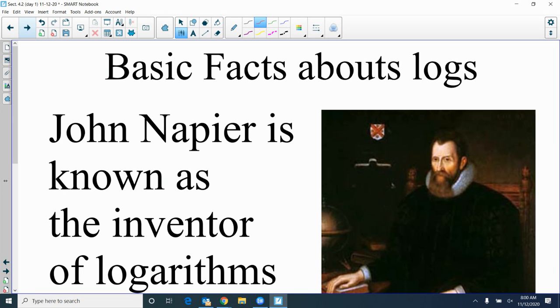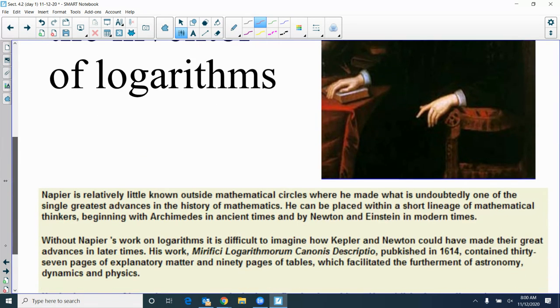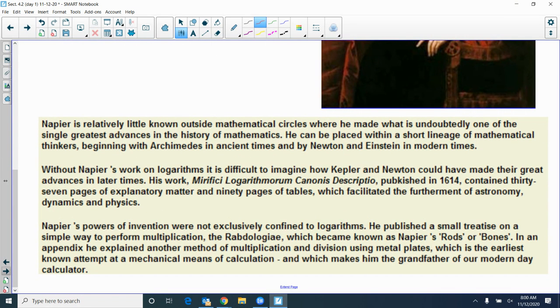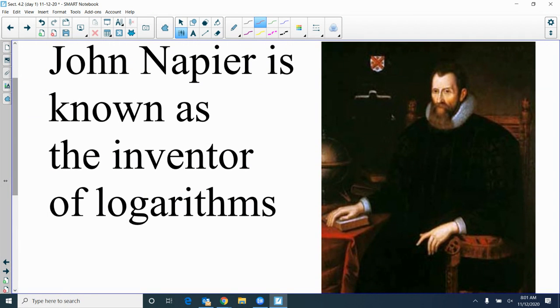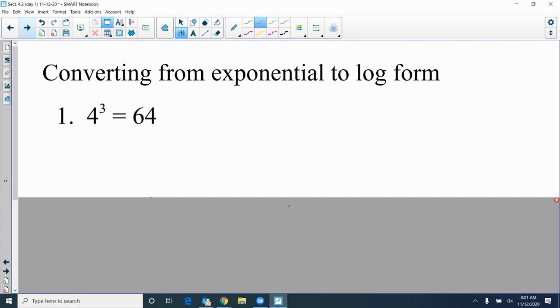All right, Marissa, give me a year. 1895. All right, you're getting closer. But further back, he published his book in 1614. So closer than 1960. One of the single greatest advances in the history of math was dealing with logs. So pretty important. And you guys don't even know John. He needs a little bit of credit. I want to make sure you got to see him.